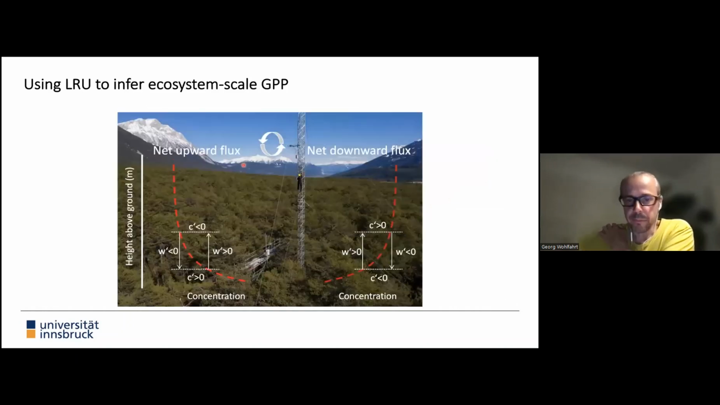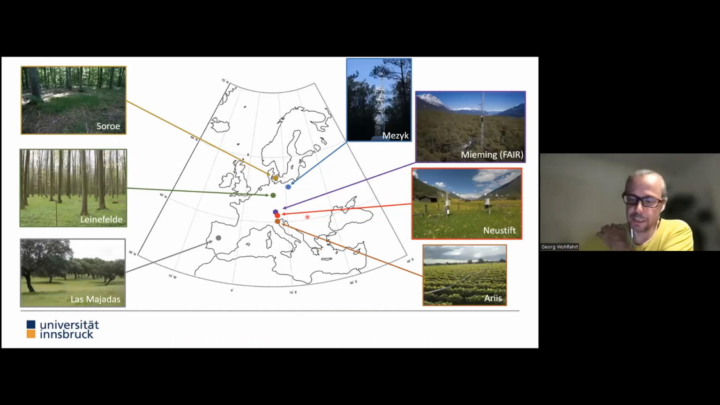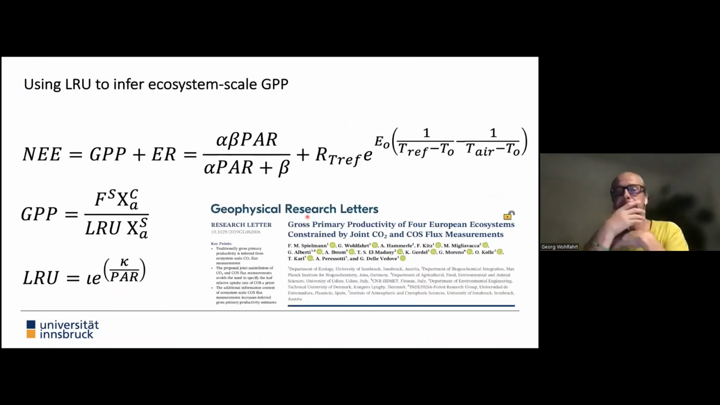Okay, so in this sort of multi-site study, my PhD student Felix Spielmann came up with an approach where we actually would not need to provide an a priori estimate of the leaf relative uptake rate, but rather he and my group, we thought, why not use CO2 and COS at the same time, in order to harness the power of both those gases. So he came up with this idea to constrain the gross primary productivity by using joint measurements of CO2 and COS.